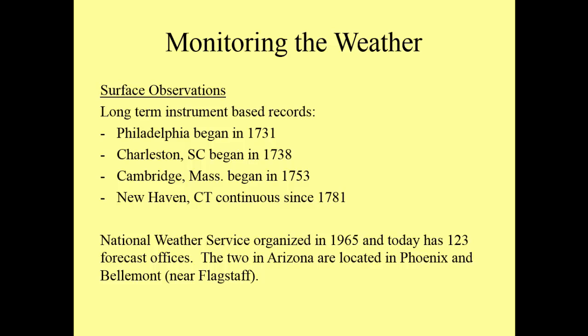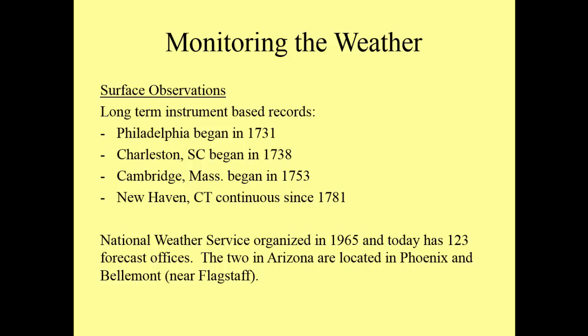Also in chapter 2, there's a bit on what we call monitoring the weather. How do we take observations, basically? Well, we'll talk about that in a minute, but going back in terms of longevity, at least in the United States, of monitoring the weather, we do have long-term instrumental records going back to 1731 in Philadelphia, 1738 in Charleston, South Carolina, 1753 in Cambridge, Massachusetts, and then out of New Haven, Connecticut, we have a continuous record of weather since 1781.